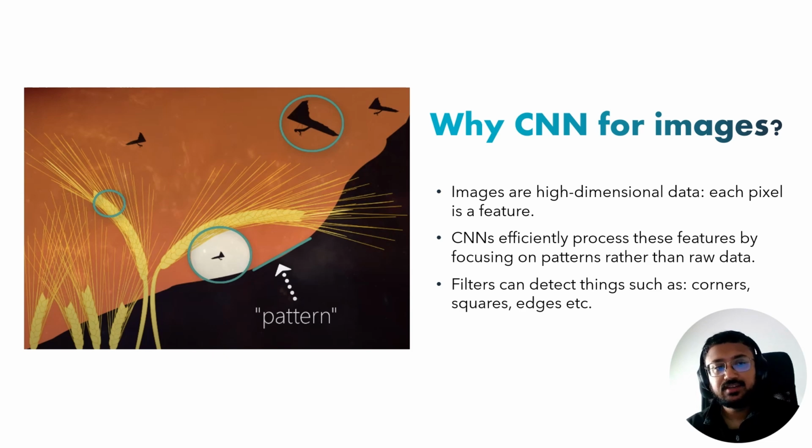So why CNN for images? Images are incredibly complex data. Each pixel in an image acts as a feature, and a single image can have thousands or even millions of pixels. If we try to process all this raw data directly, it would be computationally overwhelming. CNNs address this challenge by focusing on patterns, such as the edges or textures, instead of analyzing every single pixel independently. This makes CNNs extremely efficient for tasks like image recognition.